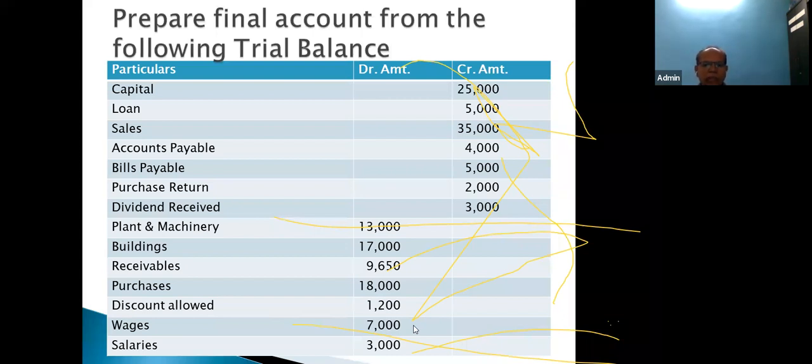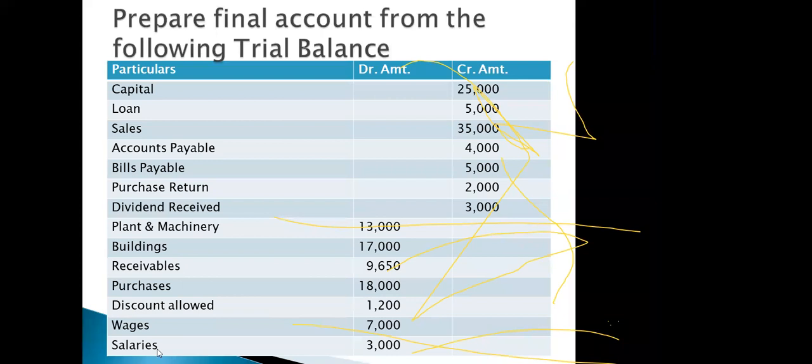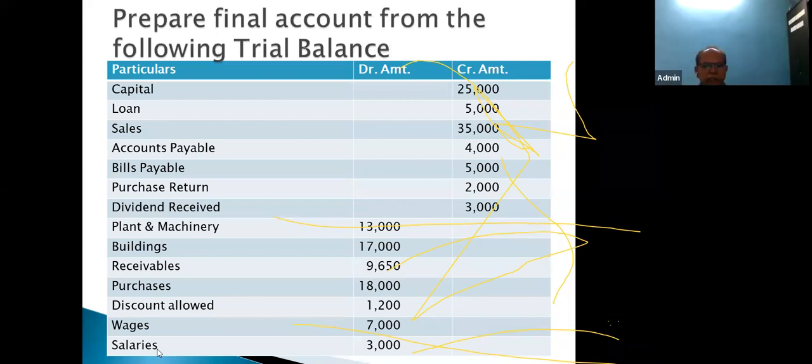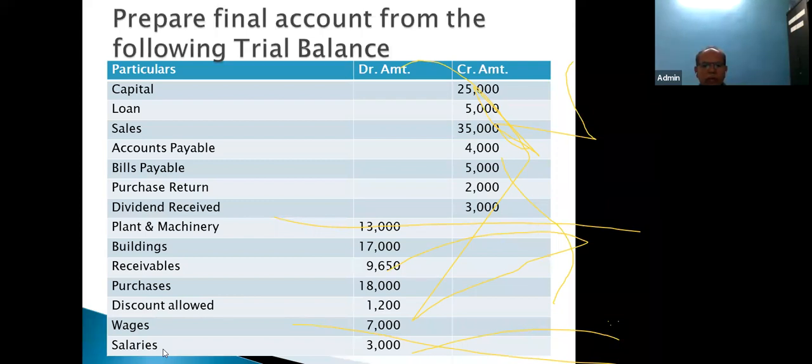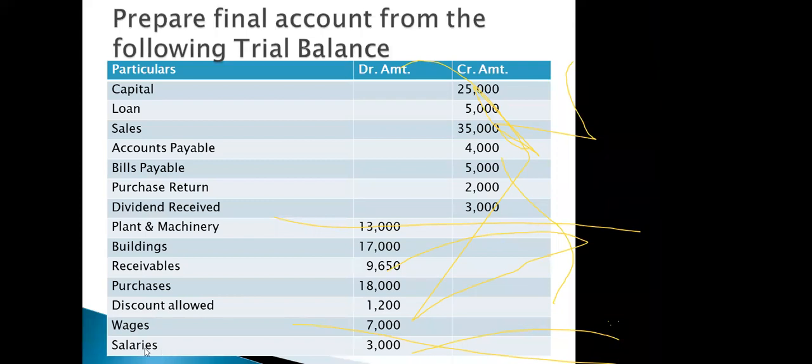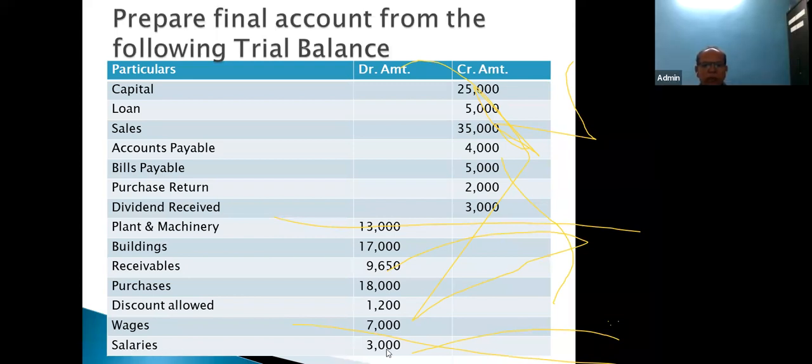Now next is salary. Salary is an indirect expense for the company. Wages is a direct expense, and direct expense we record in the trading account. Where do we record indirect expense? Profit and loss account. So come to the profit and loss account format. On the debit side, write to salaries, ₹3,000. Profit and loss account debit side, salary 3,000.